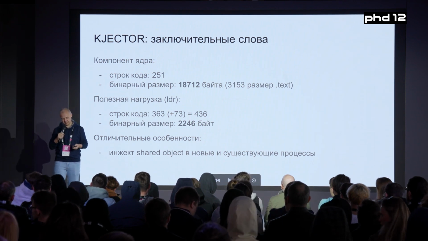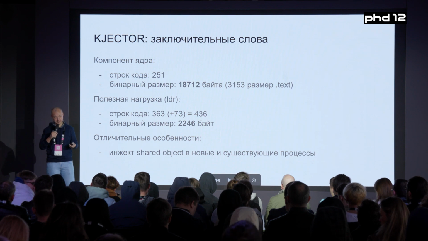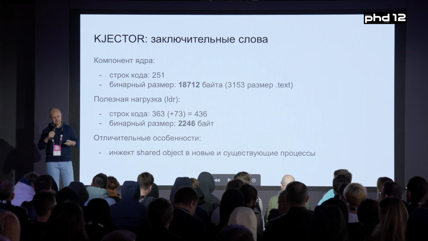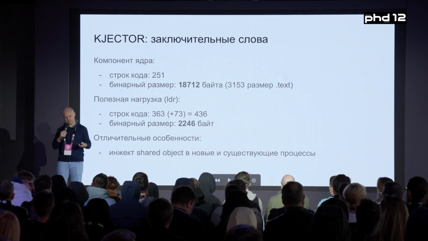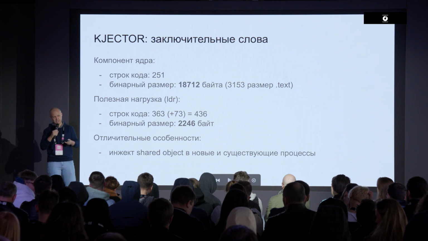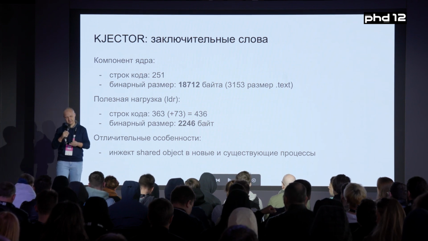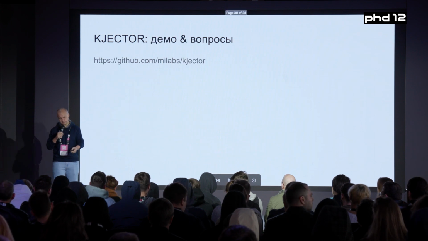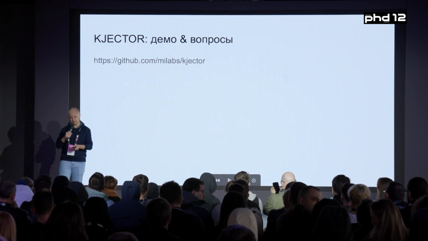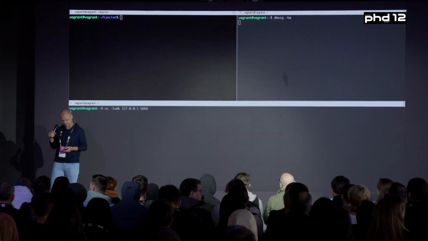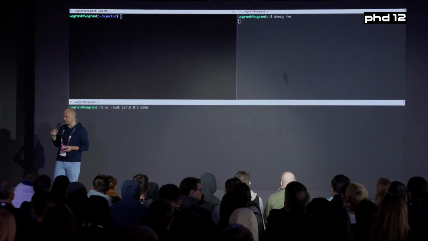So this way we were able to inject a shared object into new and existing processes using a certain trigger. The particular method we used was pretty reliable, because sooner or later a process has to close something, and closing happens a lot. Let me show two videos, then I'll answer your questions.